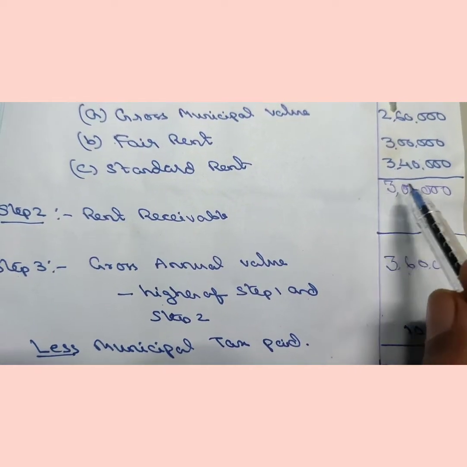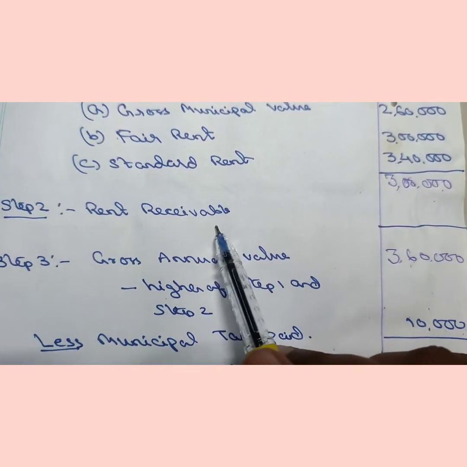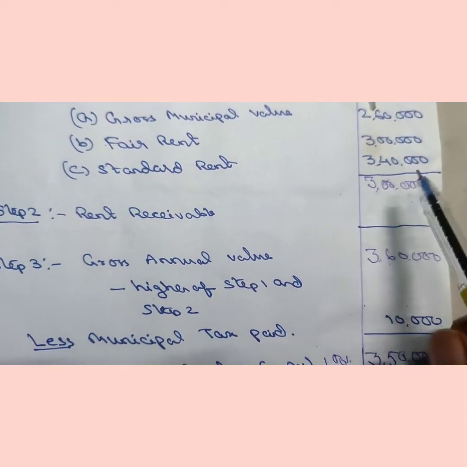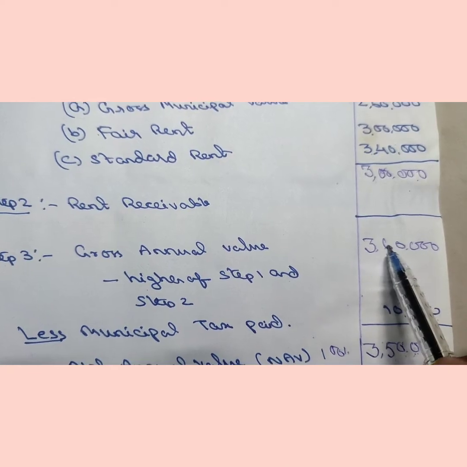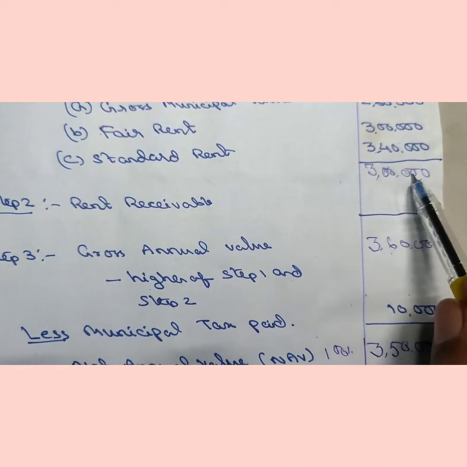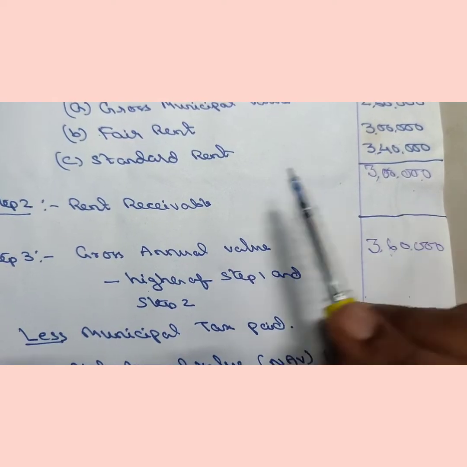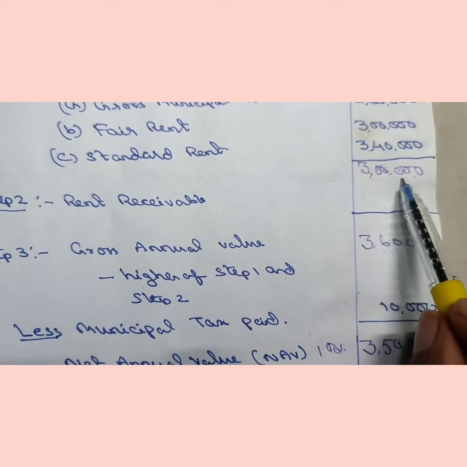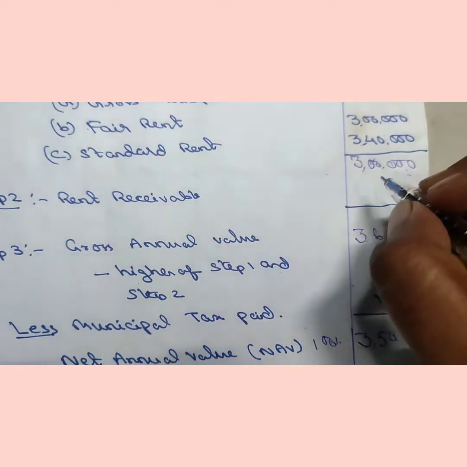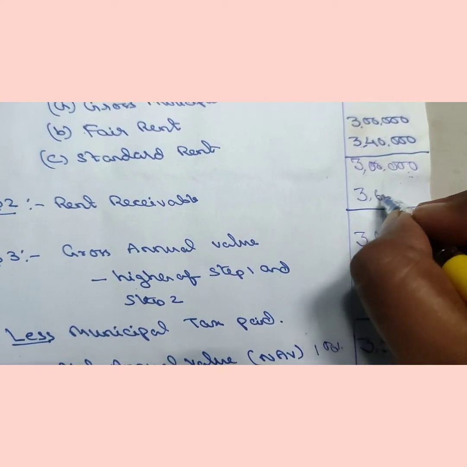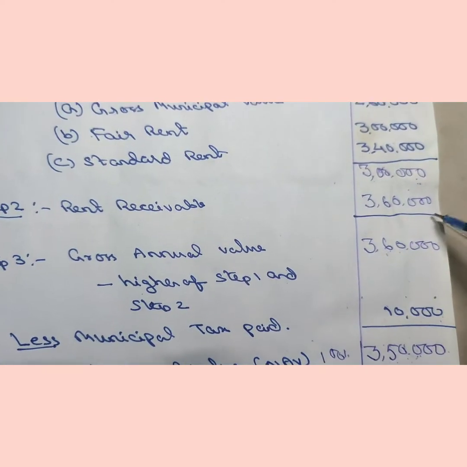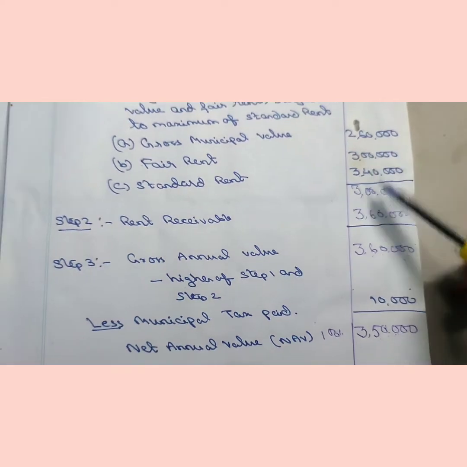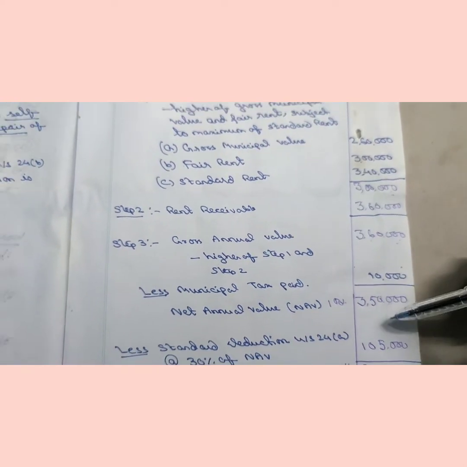Now we have already made this computation, that is, what is the reasonable expected rent. Only one piece of information is missing now, that is, what is the rent receivable or annual rent. Now we know we come to gross annual value after comparing the reasonable expected rent with annual rent or rent receivable. Now here it is 3,60,000. That means here the reasonable expected rent is 3 lakh. So rent receivable should be 3,60,000. That means after comparing these two, the gross annual value comes to 3,60,000. This is how to solve this missing figure question.